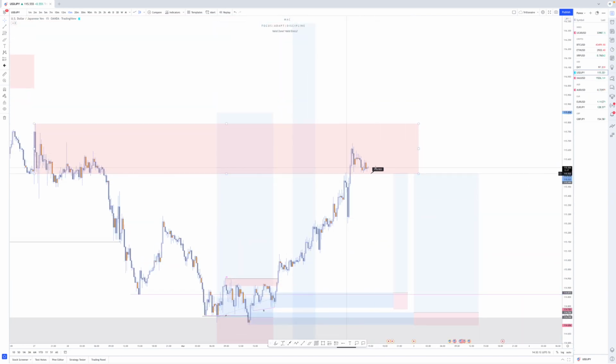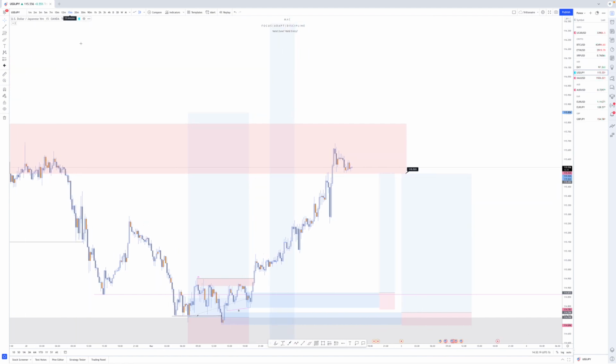Now, let's talk about this region here. What are we going to be looking for with this region right here? Essentially, I'm going to be looking for an entry to take place within this higher time frame zone here.